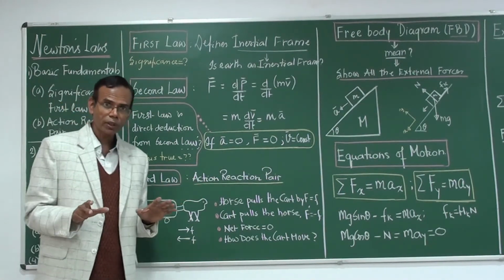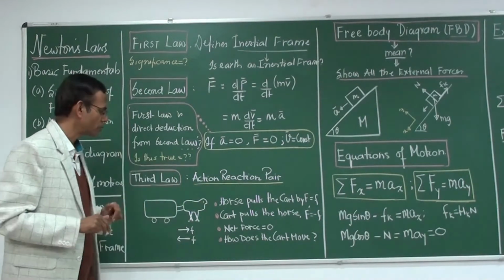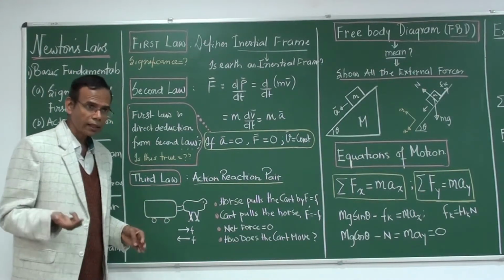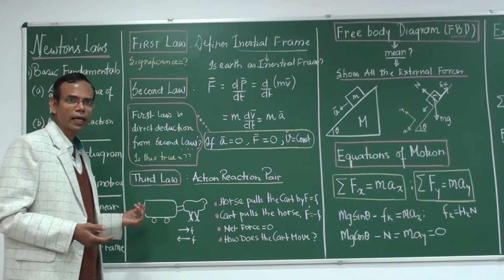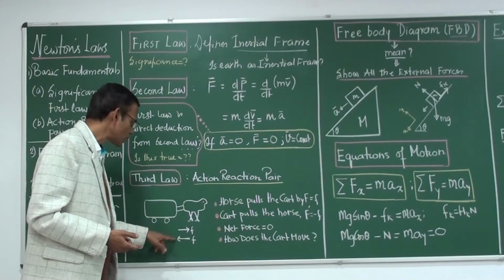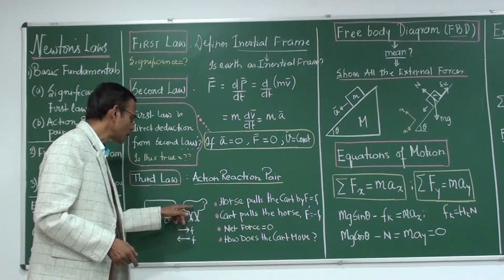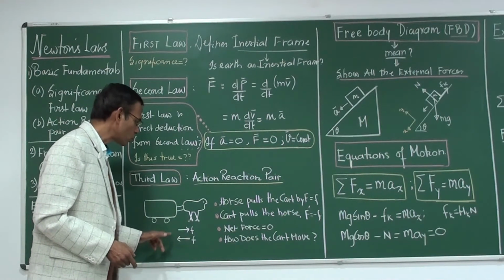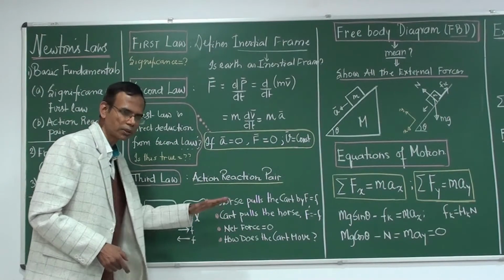So action-reaction pairs do not act on the same body, but act on different bodies. Now, the next question: why is the horse not coming backward with an acceleration? Because there is a force F. I hope you know this answer. The horse pushes the ground with a force and gets a reaction force, because of the reaction of the earth as well as the friction.